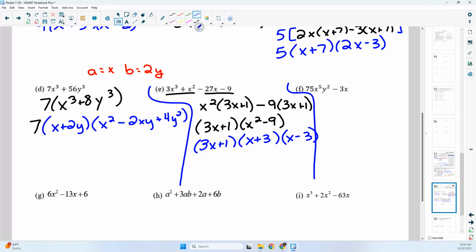Sixth question, we see we do have a GCF. Our GCF is 3x. We have to be careful, remember not to get rid of that term, we will have a minus 1 there. So this leaves me with 25x to the 4th minus 1. 3x stays in the front. We have 5x squared plus 1 and 5x squared minus 1 because this is the difference of perfect squares. Neither of these factor further because 5 is not a perfect square.